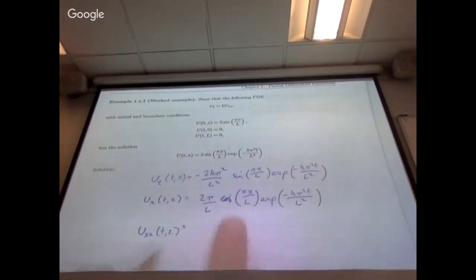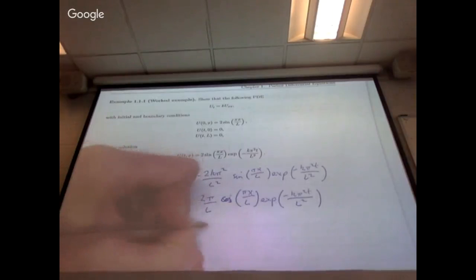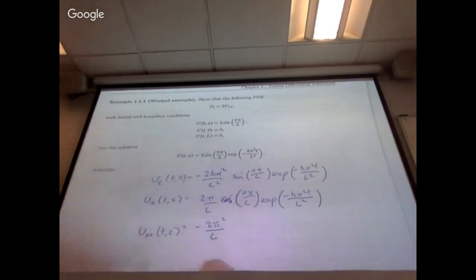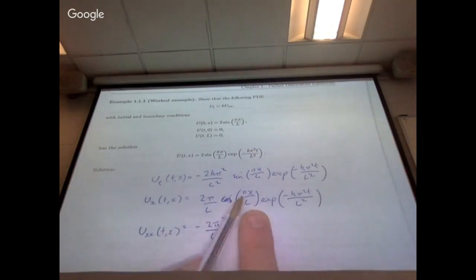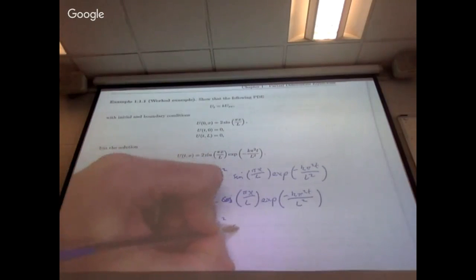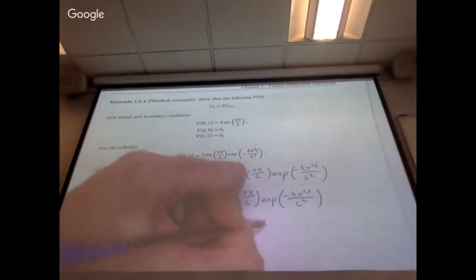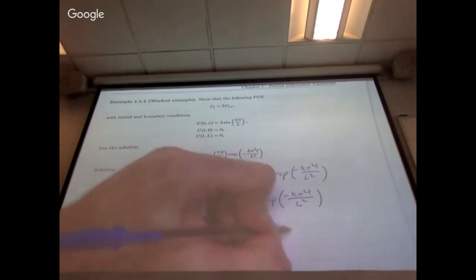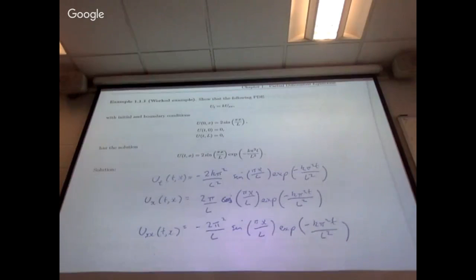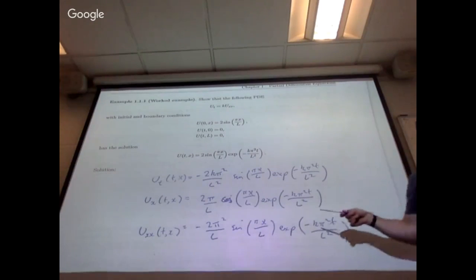Okay, so if we differentiate this, we end up with minus 2 pi squared over L squared, because 2 pi over L times pi over L is 2 pi squared over L squared, times sine of whatever was in the bracket times the exponential. Okay, so now I've got my second order derivative.